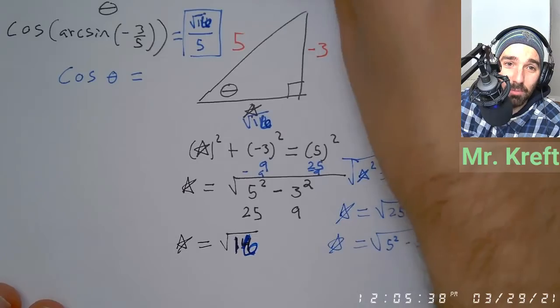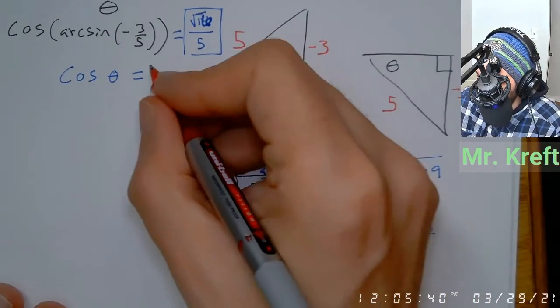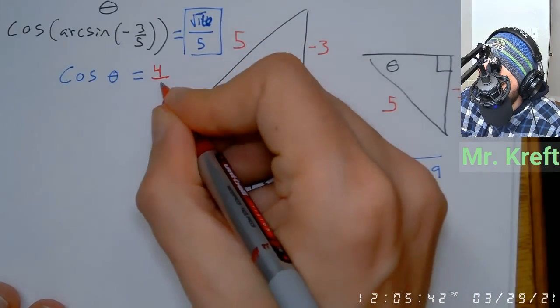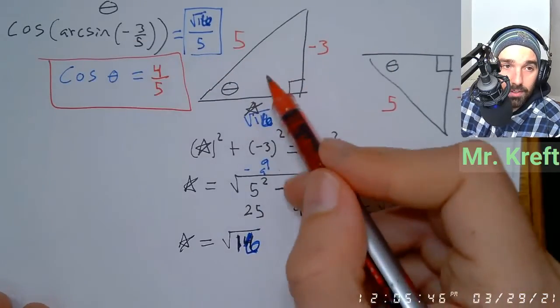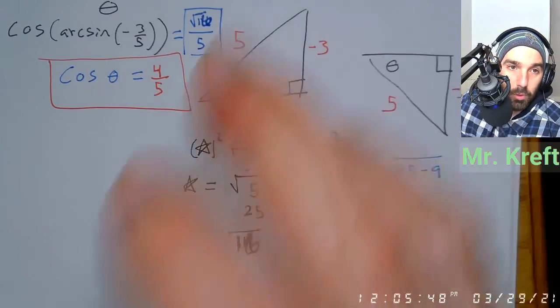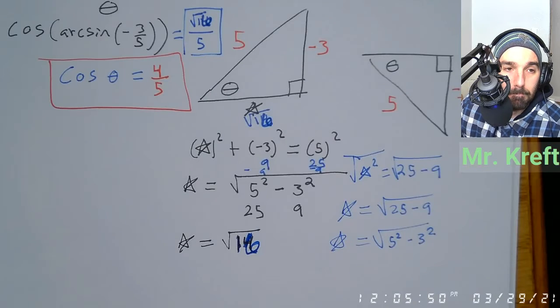Oh, yeah, square root of 16. 4 times 4 is 16, right? So then I would write my answer as this. And you might recognize this as a Pythagorean triple, right? 3, 4, 5.